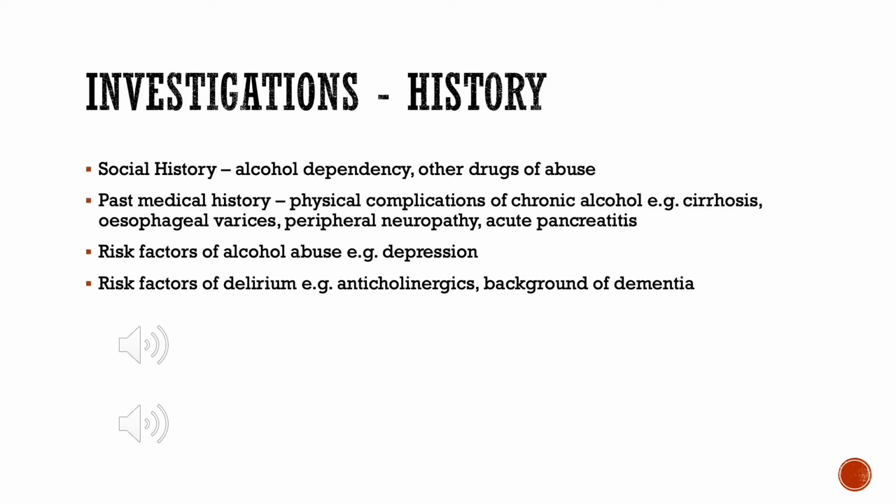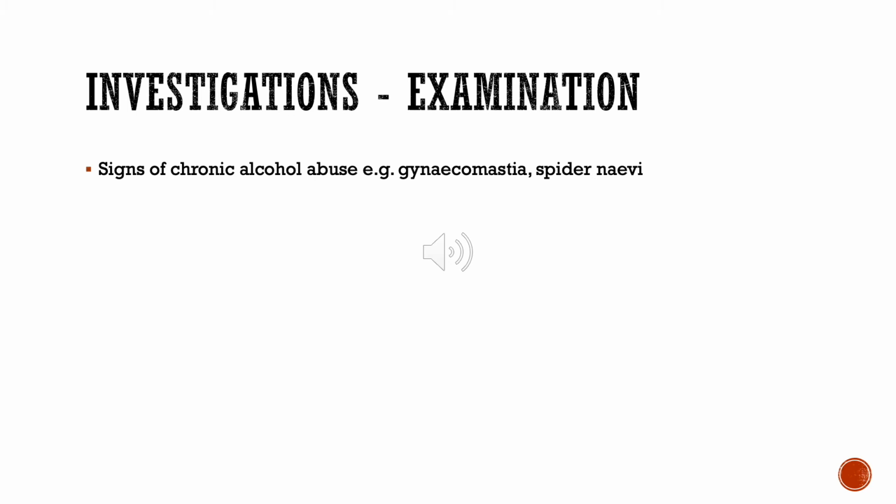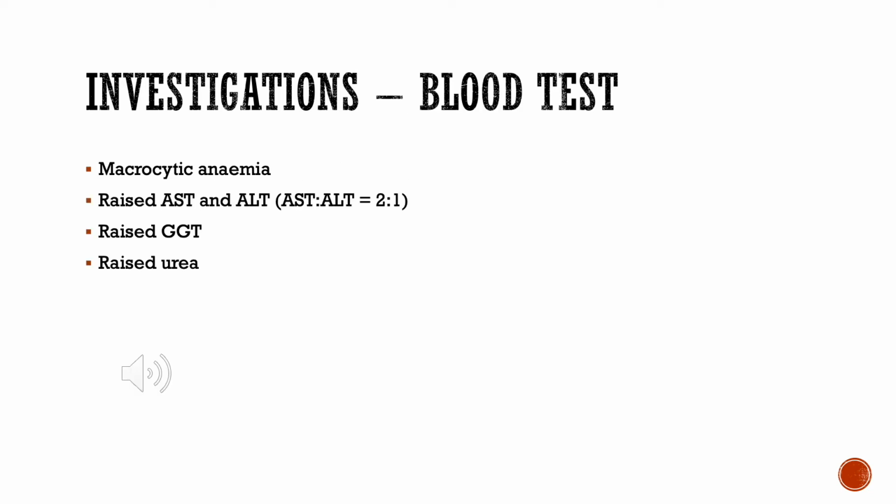You can also screen for risk factors of alcohol abuse such as a background depression. And just to eliminate other causes of delirium, you can also screen risk factors of delirium such as anticholinergics or background dementia. On physical examination, you can look for signs of chronic alcohol abuse such as gynecomastia or spider nevi, etc. Look for macrocytic anemia, which is a sign of B12 deficiency in the blood test.